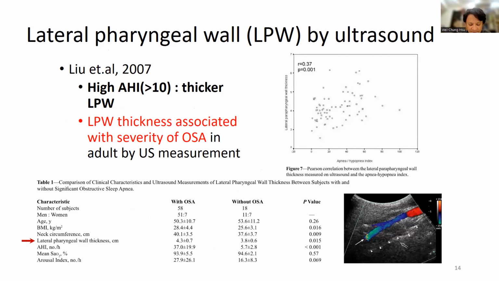Besides the tongue base evaluation by ultrasound, there is another research group focusing on lateral pharyngeal wall measurement in obstructive sleep apnea. This study used an ultrasound curved probe to measure the lateral pharyngeal wall complex thickness, and they found that in adults, the thickness of the lateral pharyngeal wall complex measured by ultrasound was associated with the severity of obstructive sleep apnea, with fair correlation with head and neck MRI findings.